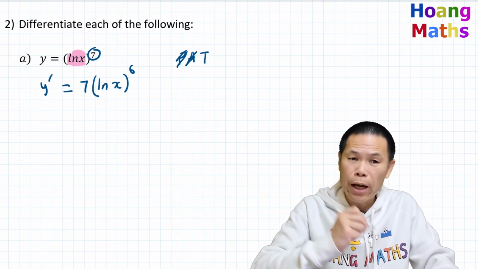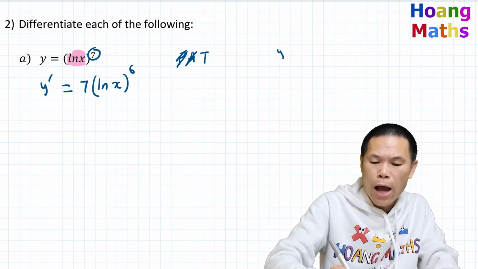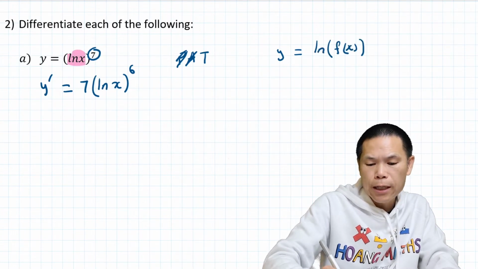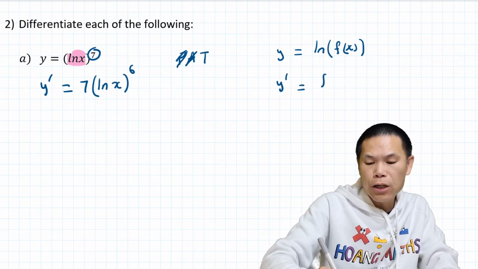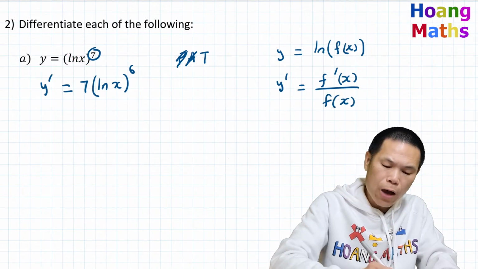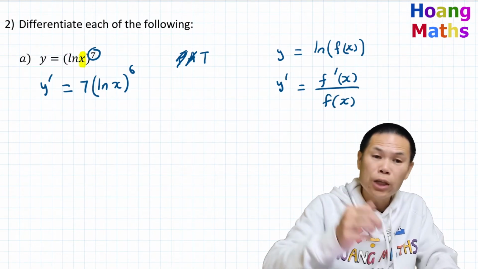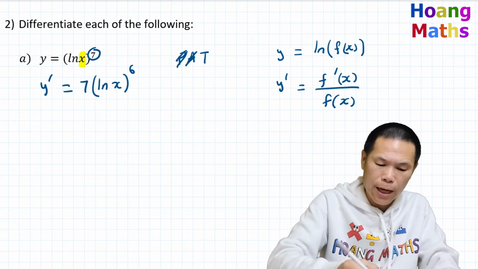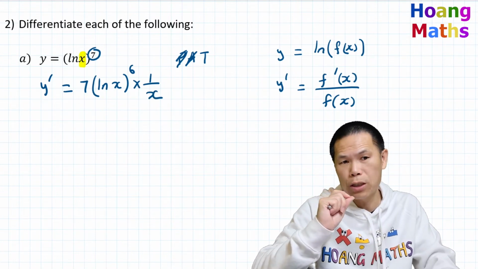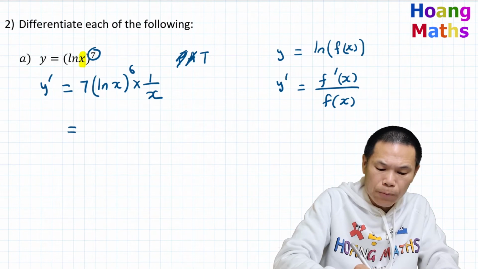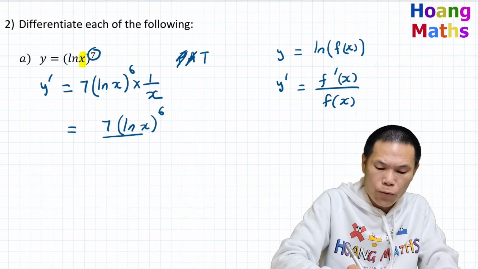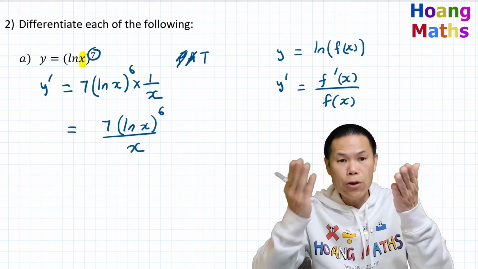So we differentiate ln of x. And we know that y is ln of f(x). So to differentiate this, y dash, we differentiate the function. So that is f dash x over f of x. And now we know that f of x is x. So differentiating x is 1, and then 1 over x, okay? So times by 1 over x. There you go. Now we just tidy up a little bit. So that becomes 7 ln of x all power of 6 over x. So there you go.